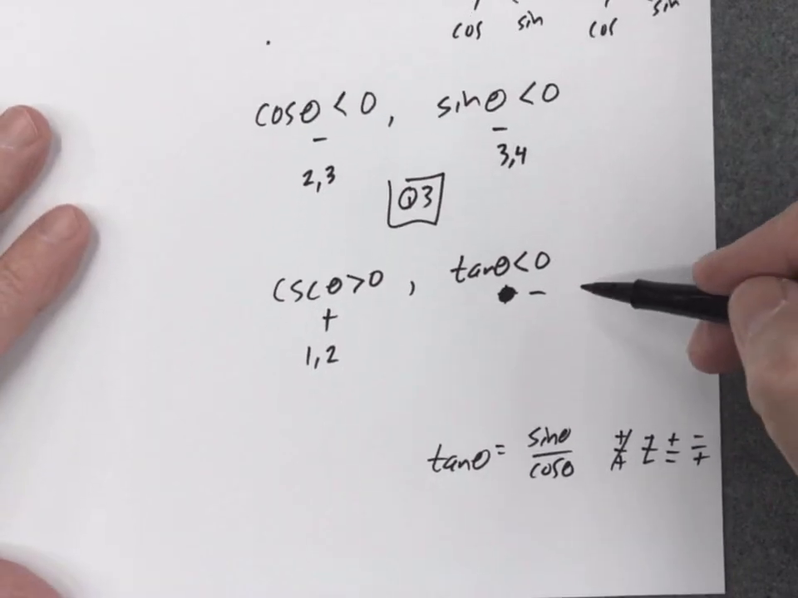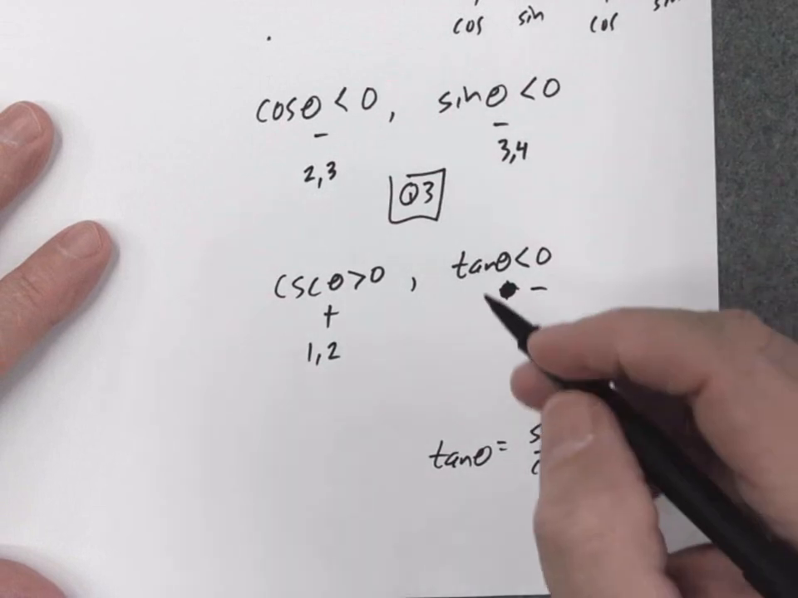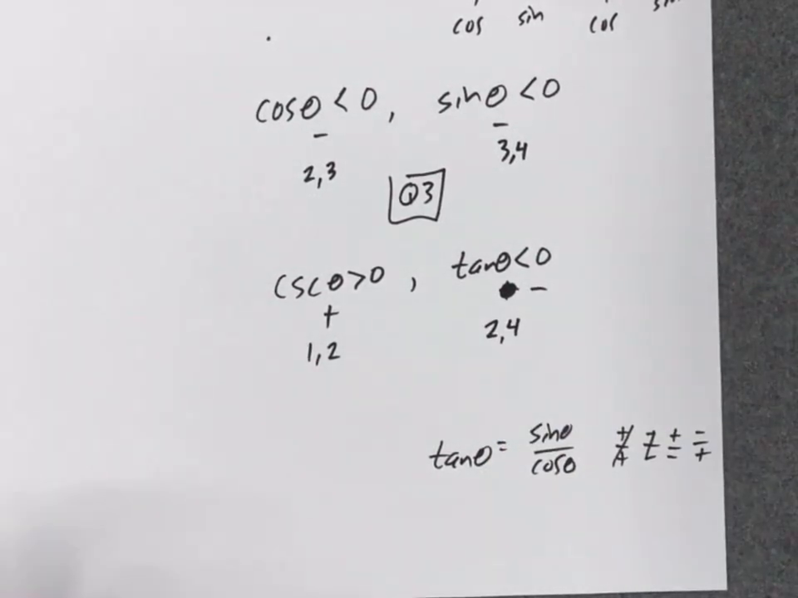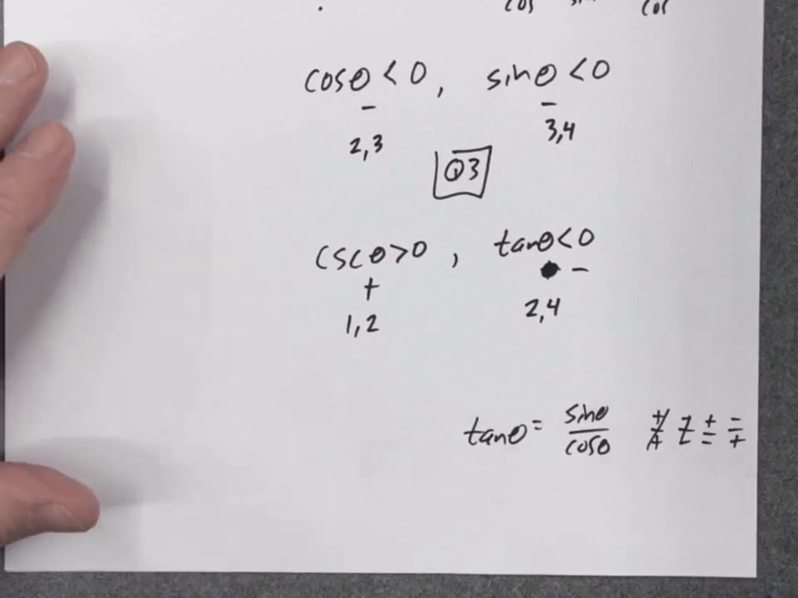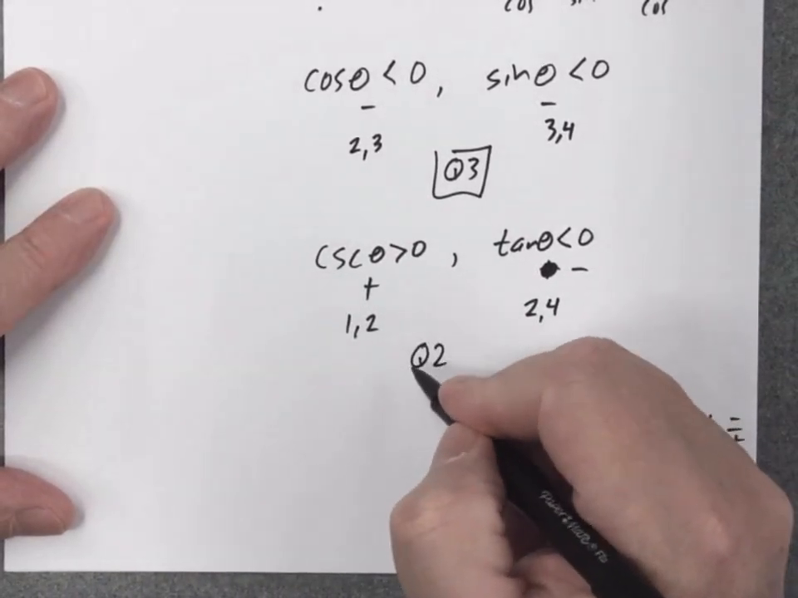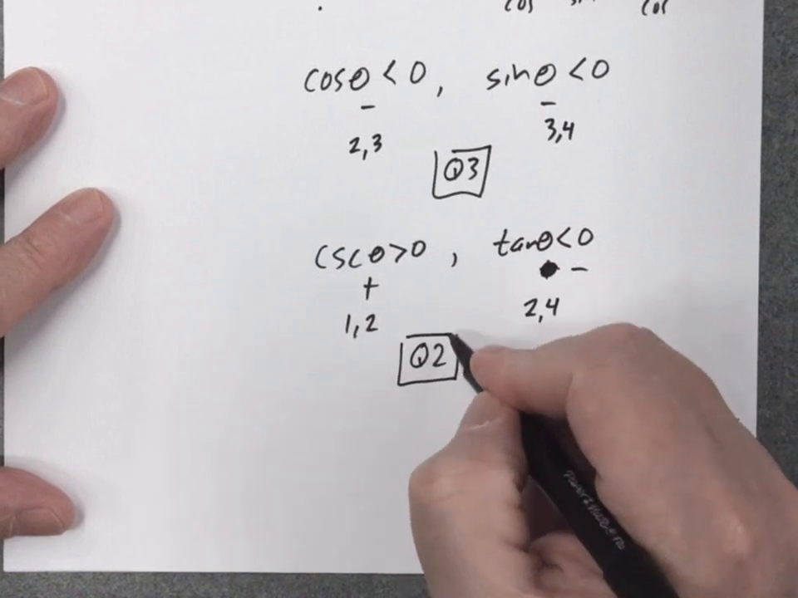So for the tangent to be negative, it has to be quadrant 2 or quadrant 4. So now when I compare these, what do they have in common? Quadrant 2.